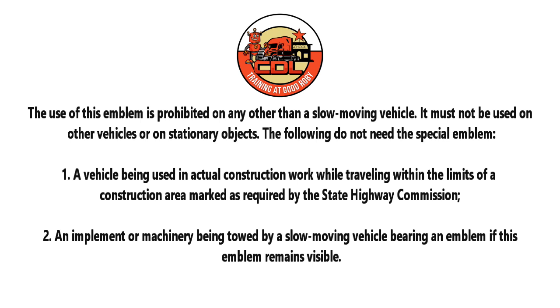The following do not need the special emblem. 1. A vehicle being used in actual construction work while traveling within the limits of a construction area marked as required by the State Highway Commission. 2. An implement or machinery being towed by a slow-moving vehicle bearing an emblem if this emblem remains visible.